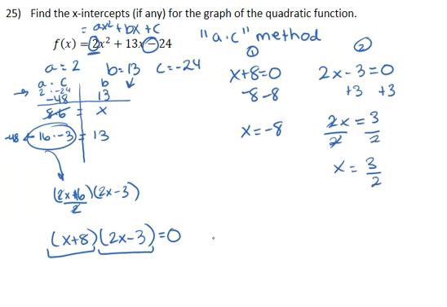So now we just rewrite this. Your x-intercepts off of this are going to be negative 8 when y is 0, and 3/2, or 1.5, however you want to write it, when y is 0.